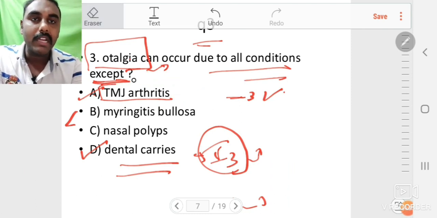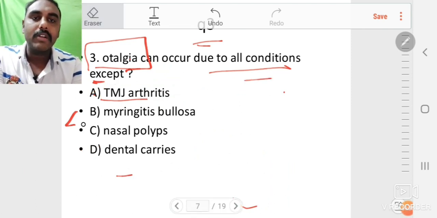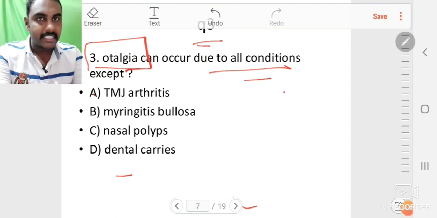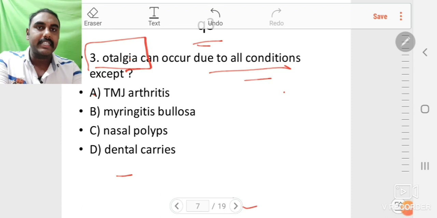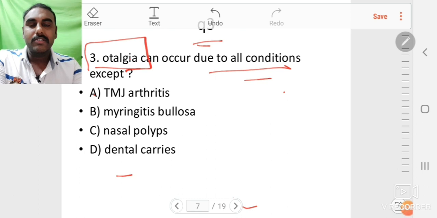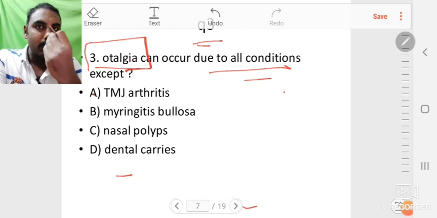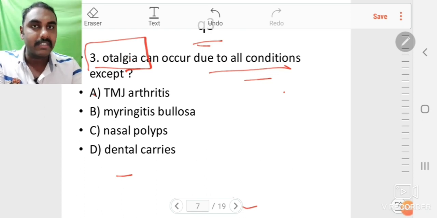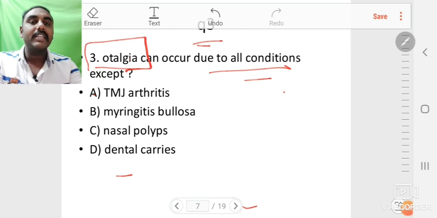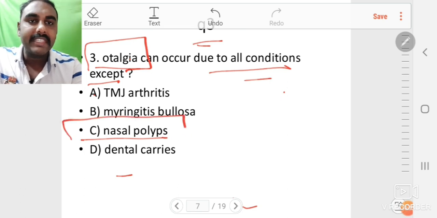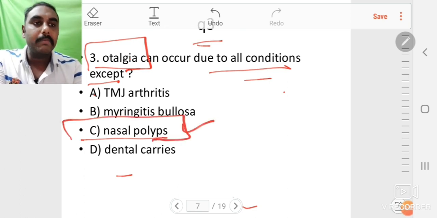So can a nasal polyp produce otalgia? A nasal polyp can produce an ear blocking sensation if it extends up to the nasopharynx. It can block the eustachian tube and produce an ear blocking sensation, but ear pain due to a polyp does not occur. What is the nerve supply of the nose? It can be the nasopalatine nerve or the anterior ethmoidal nerve. These nerves are not concerned with the ear. So the answer is obviously option C, which is nasal polyp.